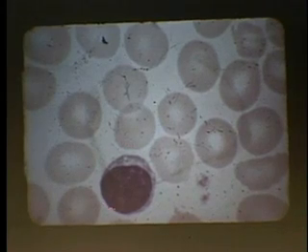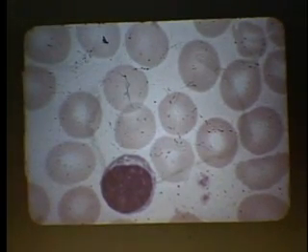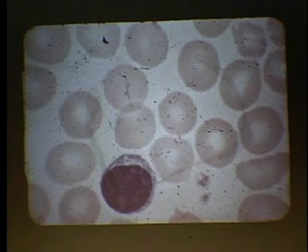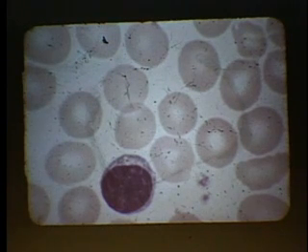So what have we got here? A lymphocyte. You know that immediately, don't you? Is it a polymorph? No. Is it a granule cell? No. I just want you to learn to identify.